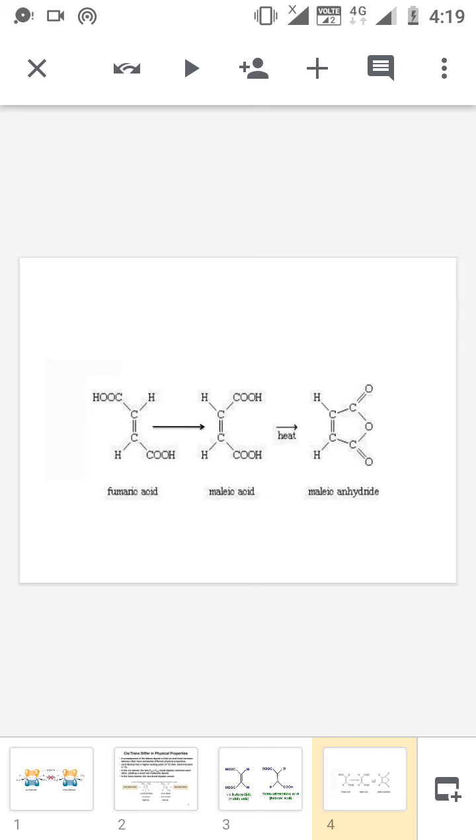If you heat at a very high temperature, the energy is used to break the double bond, then the sigma bond is rotated, and after the rotation it will rejoin, then we will get the maleic acid. Hope you understand the topic.